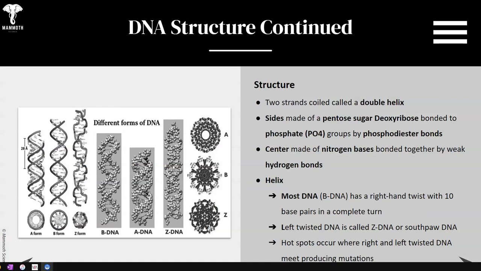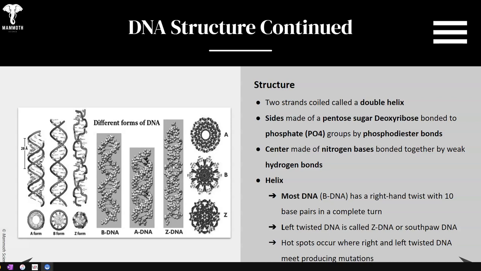Now, let's talk a little bit about the structure of DNA. And not all DNA is the same. There is what is called B-DNA, A-DNA, and Z-DNA. And if you look at those forms in the drawing on the left, some of those look familiar, and then some of those not so much.